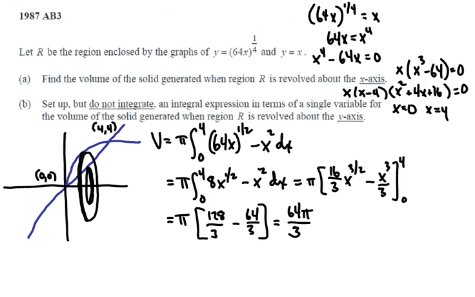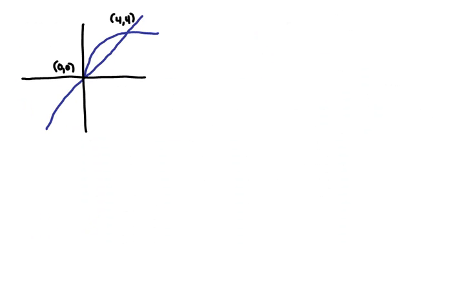For part B, we're going to set up but not integrate the same region revolved around the y-axis. And I'll scroll up for that. Again, we're starting with our same intersection of two curves, and this time we're going to revolve around the y-axis. And let's assume we got a cylindrical shell that looked like that. Remember that a cylindrical shell is 2 pi rh.